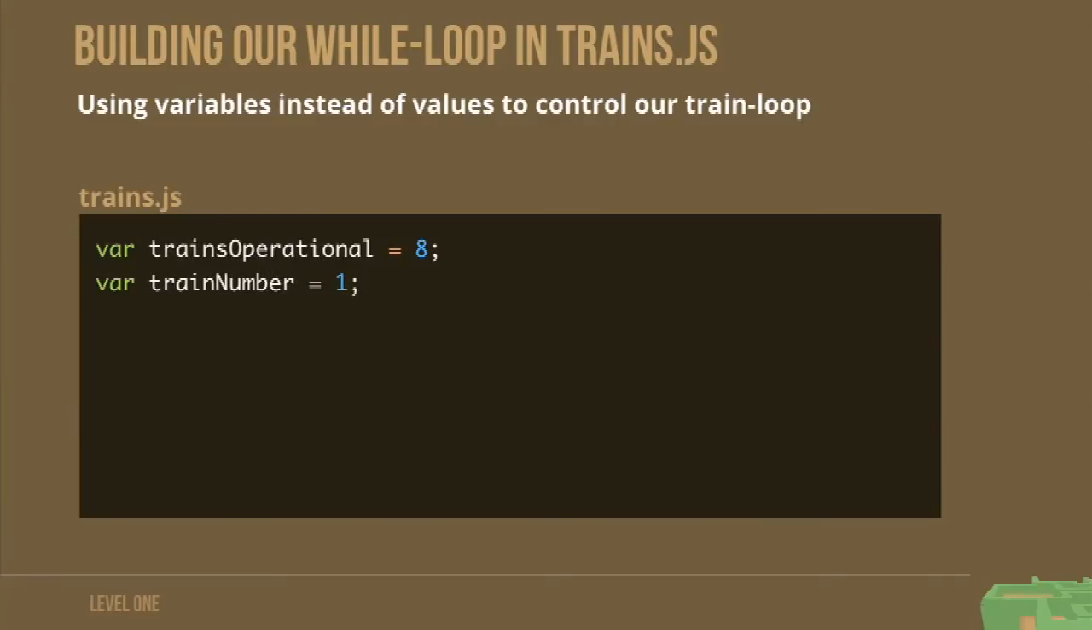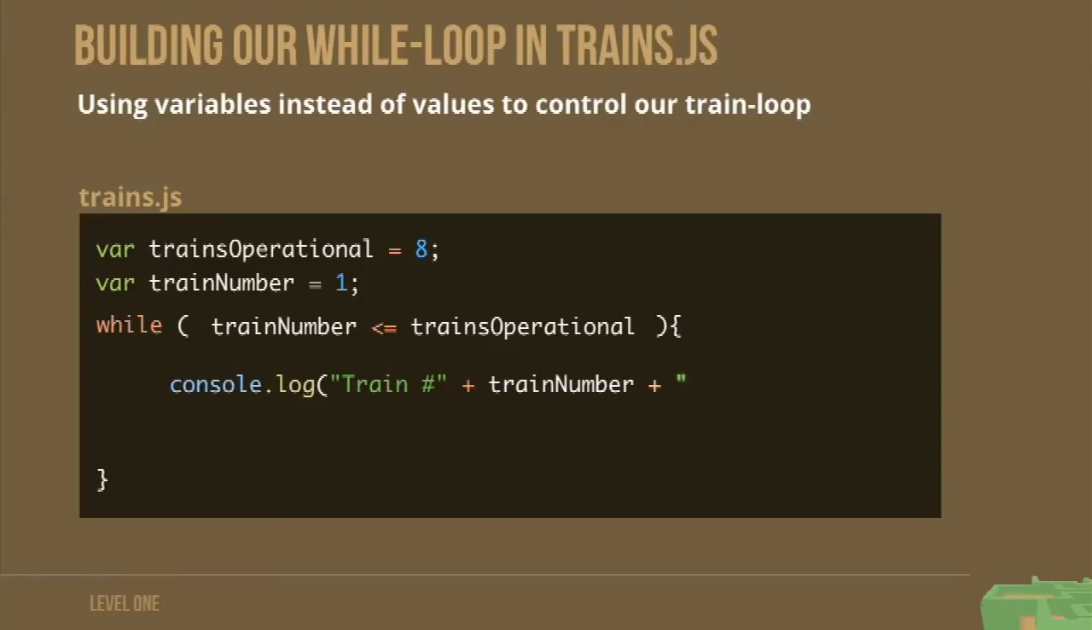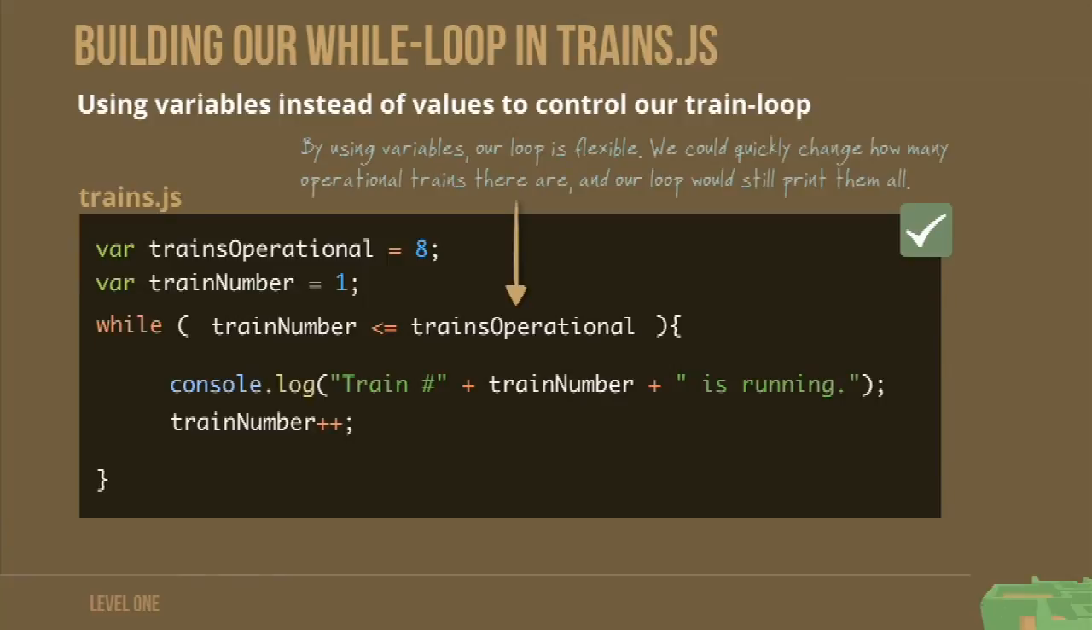And our train number variable, of course, will start at 1. Here's our while loop. And notice that inside our conditional, now we check to see if the train number is less than or equal to the train's operational variable. That will ensure that on any given day, as long as the train's operational variable is set to the correct amount of running trains, we'll get the exactly correct loop of printout.